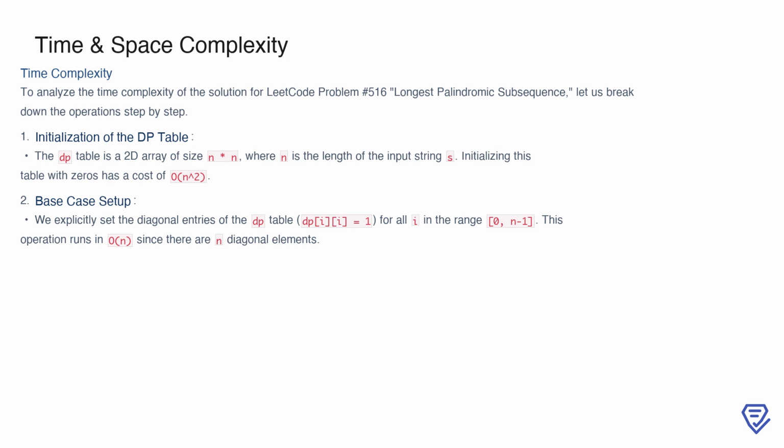Next, we handle the base cases. Specifically, we set the diagonal entries of the table, dp[i][i], to 1, as any single character is itself a palindrome of length 1. Since there are n diagonal entries, this step takes O(n) time. These two steps set the stage for the main computation of the algorithm.